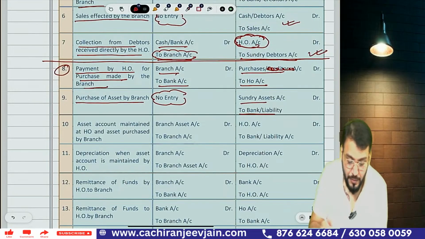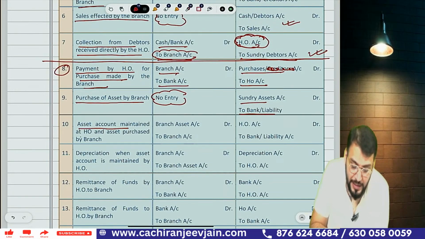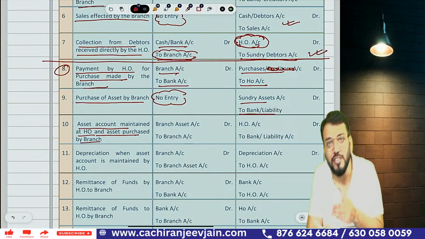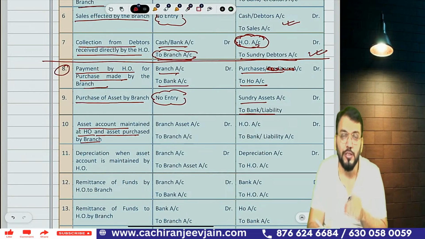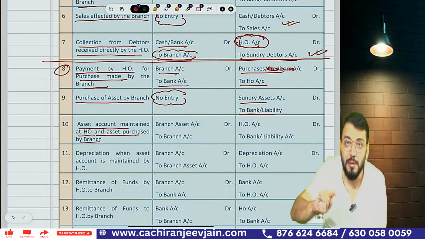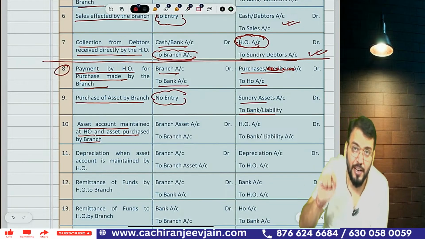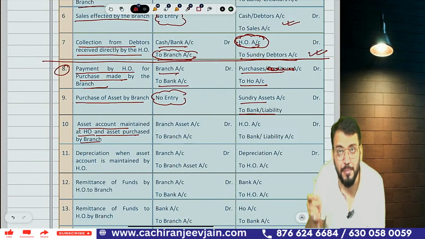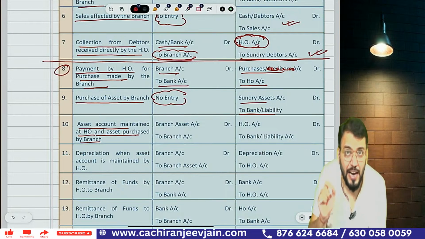Yes, sir. Now, asset account maintained at HO, an asset purchased by branch. Sometimes what happens? Branch asset is maintained in head office book. That information will be given in the question. So whenever branch assets are maintained in head office book, even though it is a branch asset, it will be recorded in head office book.